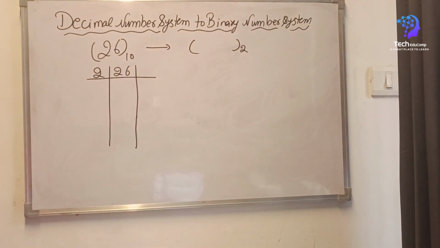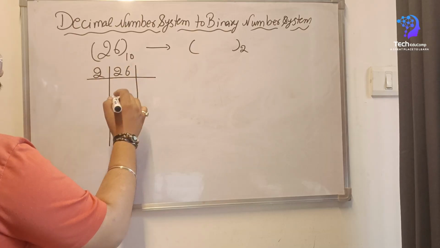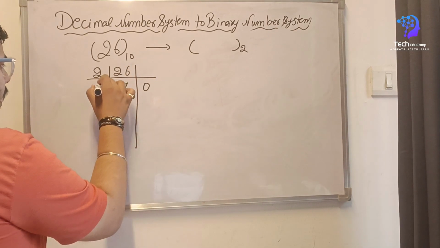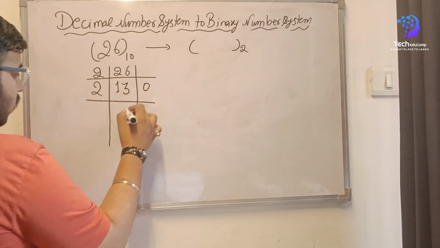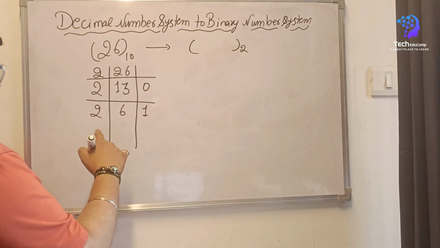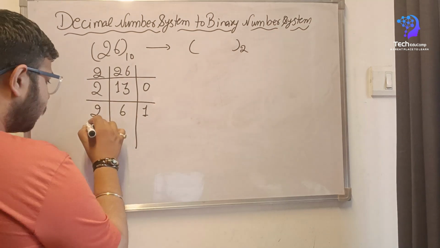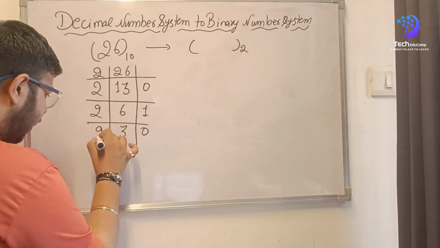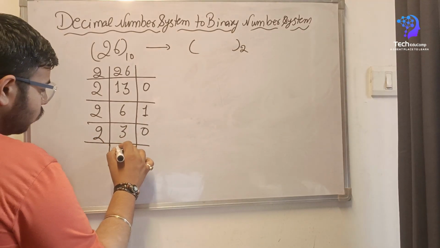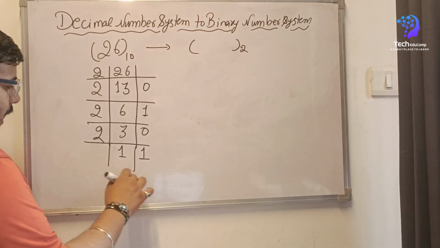So let's divide. What is 26 divided by 2? It will be 13, remainder 0. Again, 13 divided by 2 is 6, remainder 1, because 2 into 6 is 12. Then 6 divided by 2 is 3, remainder 0. And now the last step, 3 divided by 2 is 1, remainder 1. So you get this.